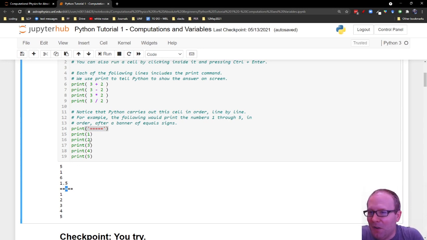And then I'm going to have it print 1, 2, 3, 4, 5. Sure enough, it goes in order 1, 2, 3, 4, 5. The important thing here is that Python can handle calculations for you, and it will do them in the order that you tell it.